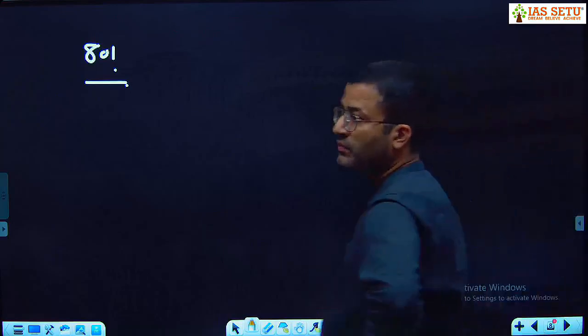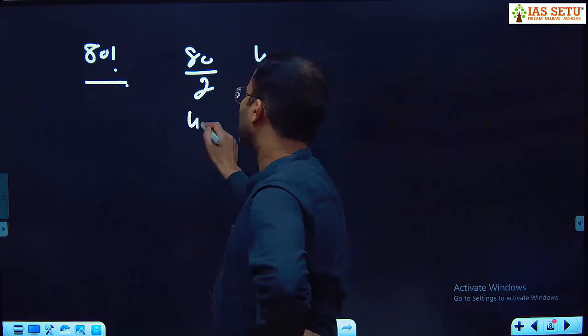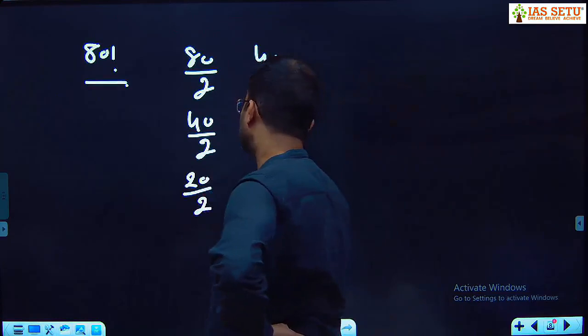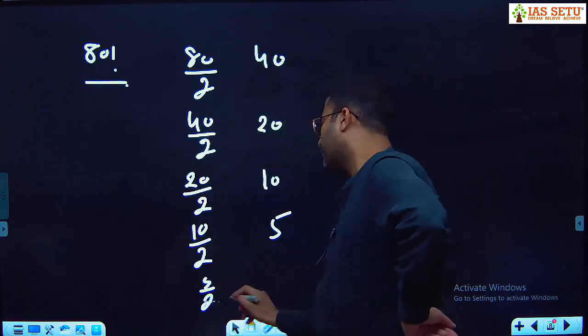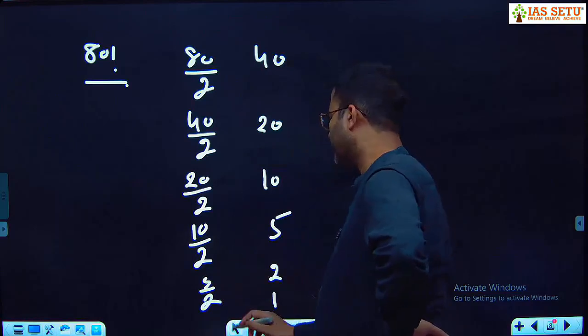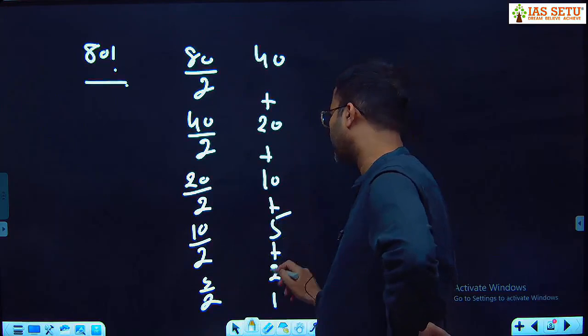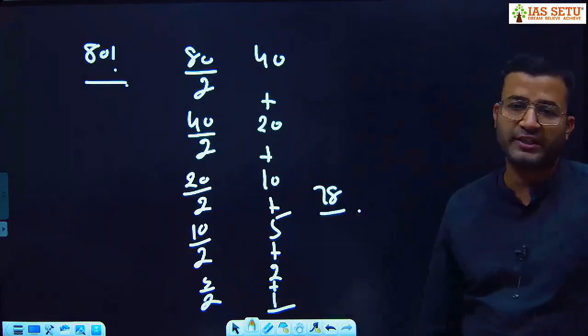80 divided by 2, 40. 40 divided by 2, 20. 20 divided by 2, 10. 10 divided by 2, 5. 5 divided by 2, 2. 2 divided by 2, 1. 40 plus 20, 60, 70, 75, 77, 78. So how many 2's are there? 78.